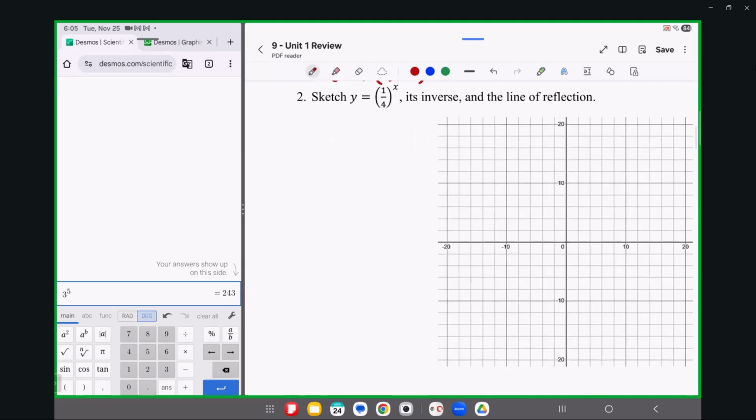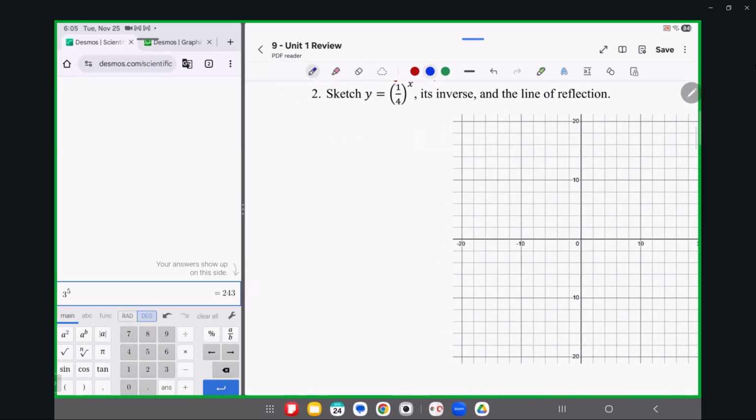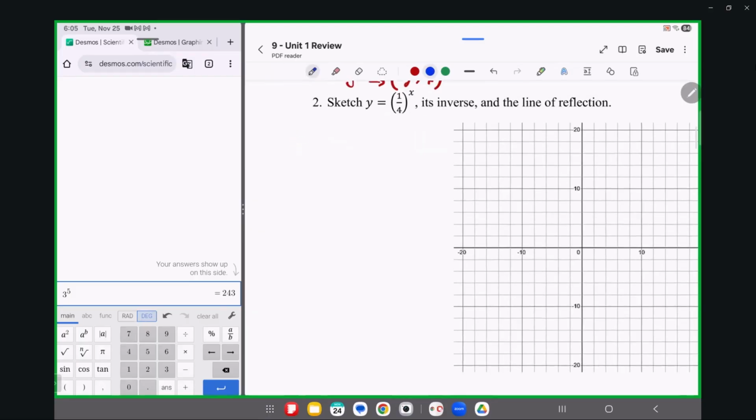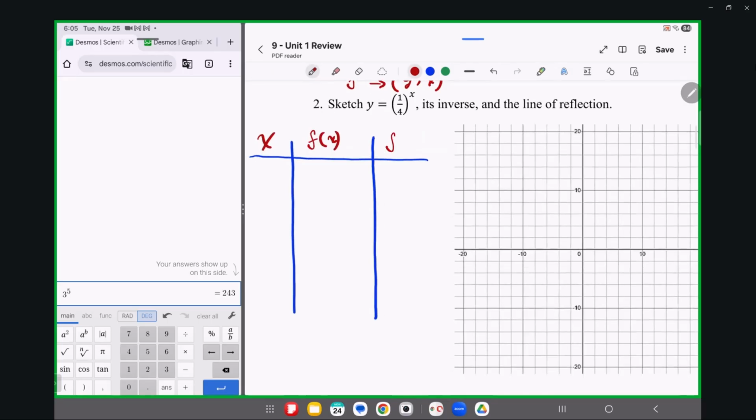So we're going to use a table of values to assist us. Let's go ahead and get this sketched in. I'm going to leave some extra room because I'm going to have my x, I'm going to have f of x, which is going to be 1/4 to the power of x, but then I'm also going to have f negative 1.